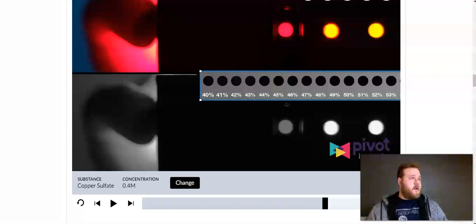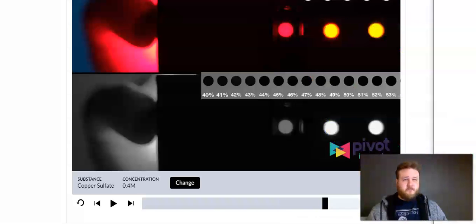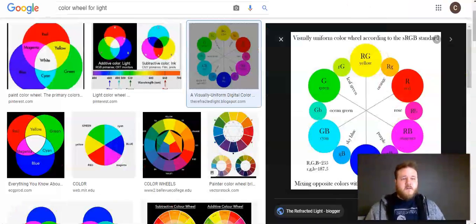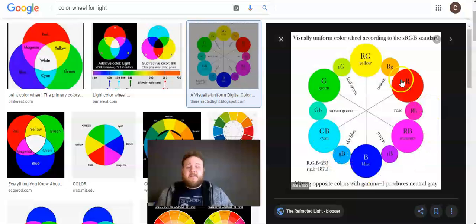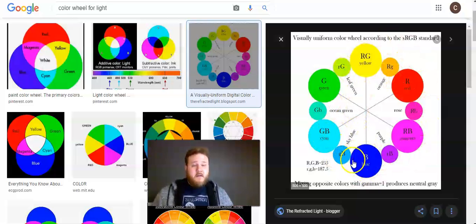I want to show you guys this color wheel right here. So this color wheel is specifically made for light. Do you see how there's no violet color? Because there technically can't be a violet LED light. That doesn't technically exist, okay? We have a magenta and we have cyan.